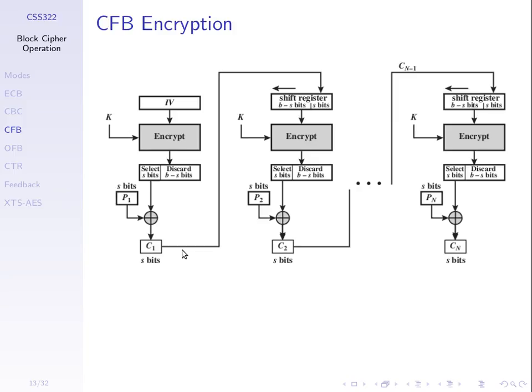This generalizes it, B and S. As an example, B could be 64 bits, S could be 8 bits, a common implementation. Then we do everything the same again. Encrypt, throw away the rightmost bits, take just the leftmost S bits, XOR with P2. We get C2, and C2 will come into our shift register and push everything along.